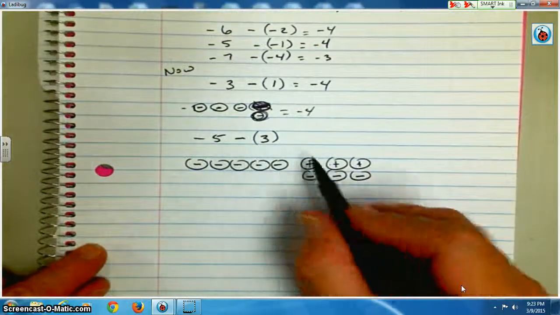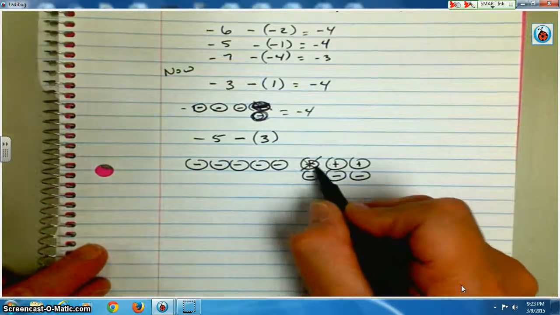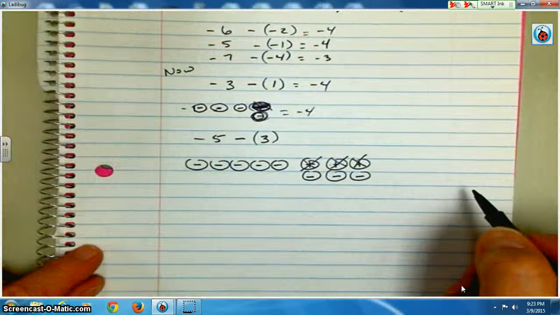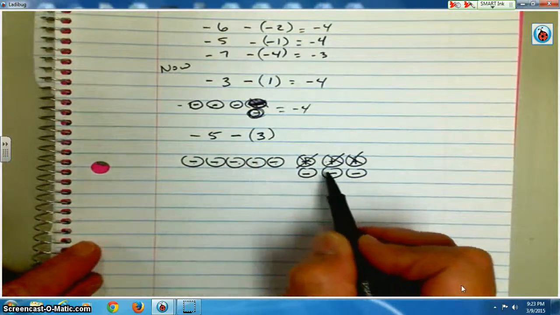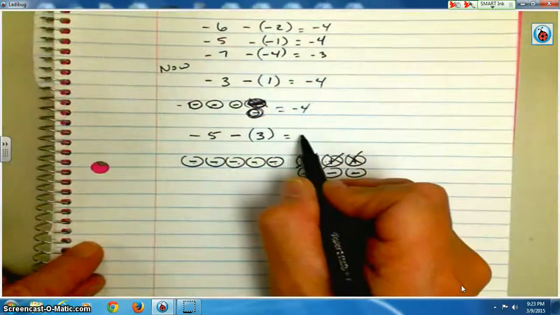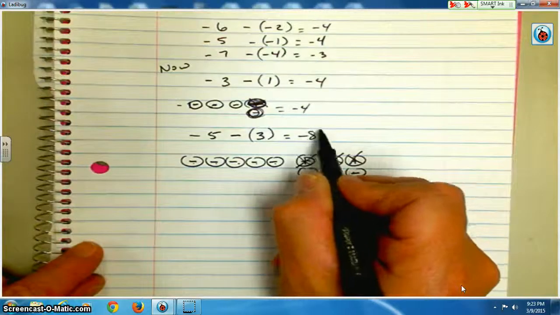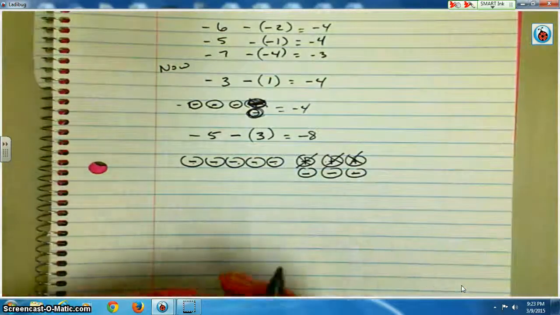Let's subtract our 3 positive chips, 1, 2, 3, so we're going to X them out. And we're left with 1, 2, 3, 4, 5, 6, 7, 8 red chips. So a negative 8. And I'll show you with the chips now what that looks like.